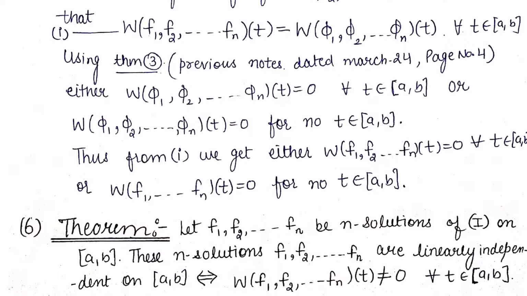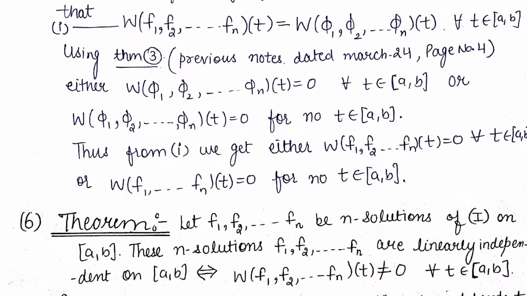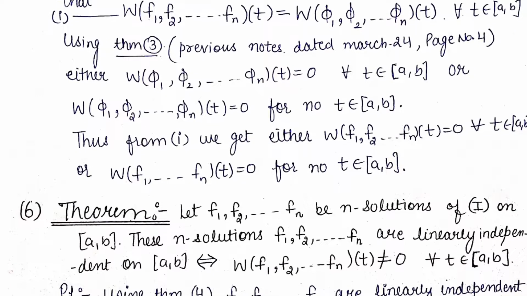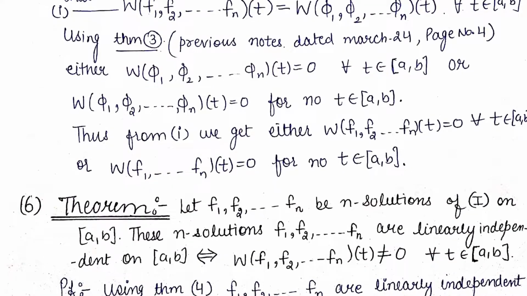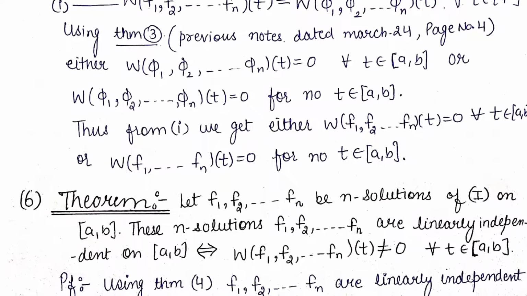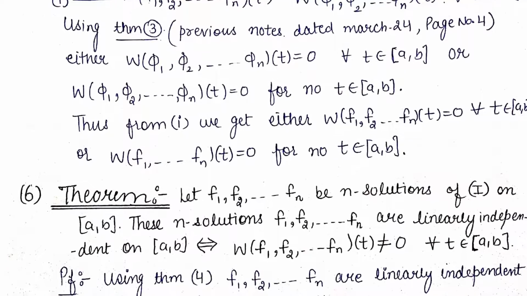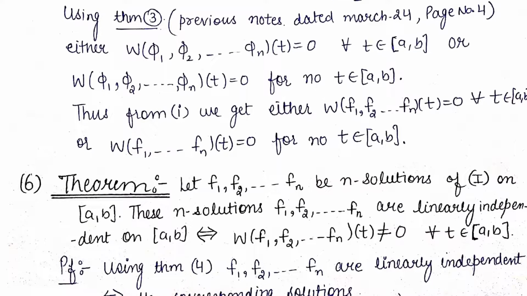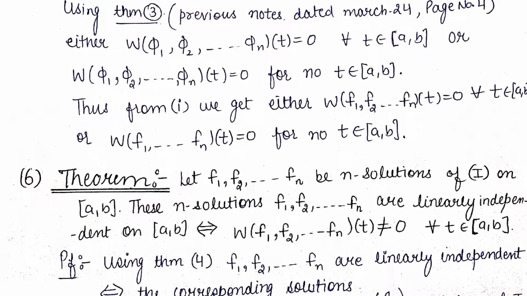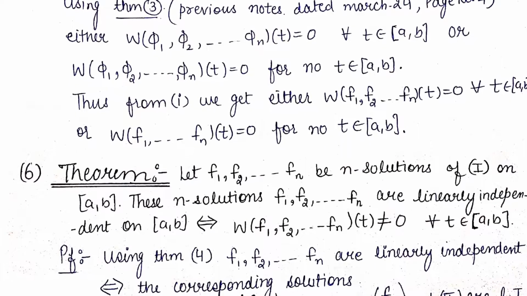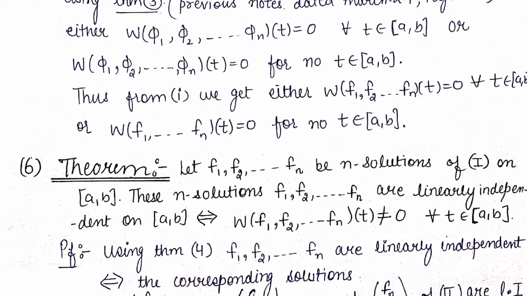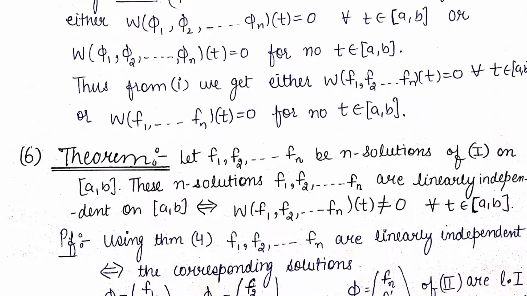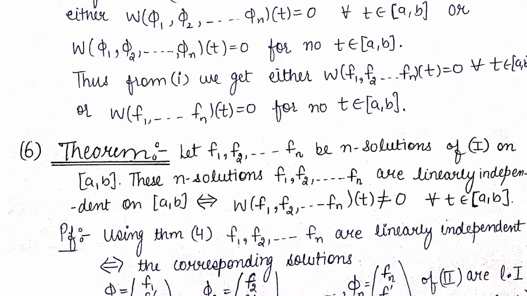So moving to our next theorem, theorem number 6, in which we prove the connection between the linear independence of the solutions and the Wronskian of the functions. The statement of the theorem is as follows. Let f1, f2, ..., fn be n solutions of the differential equation 1 on the interval AB. Now these n solutions f1, f2, ..., fn are linearly independent if and only if the Wronskian of f1, f2, ..., fn is not equal to 0 for all t in AB.